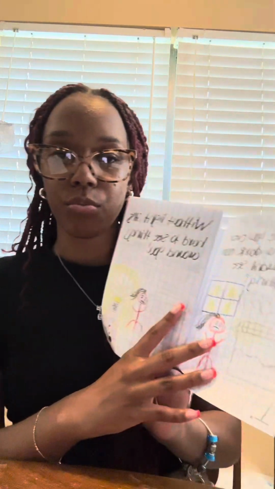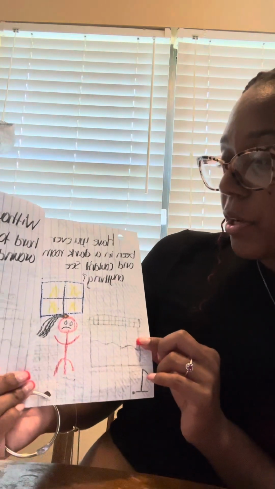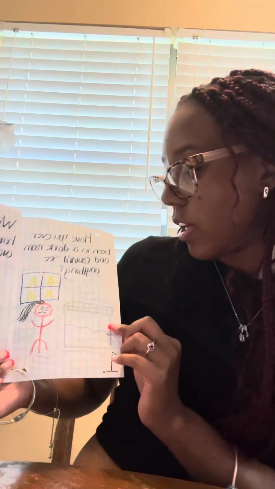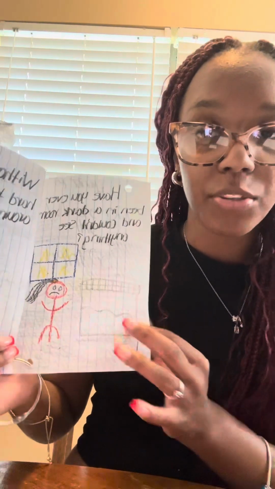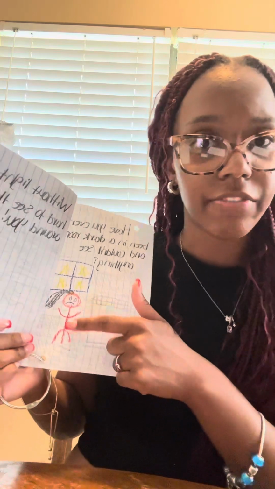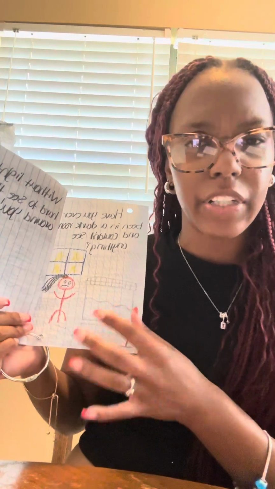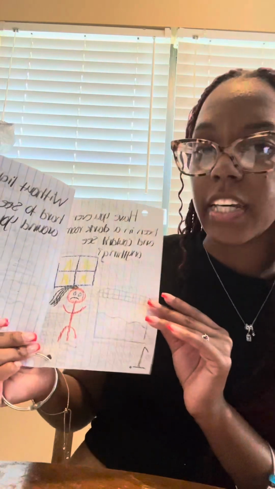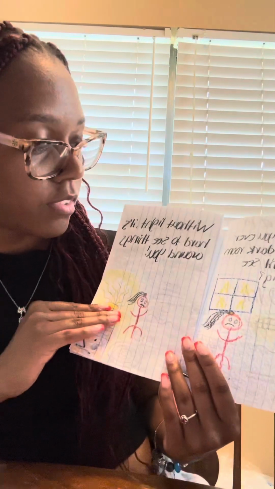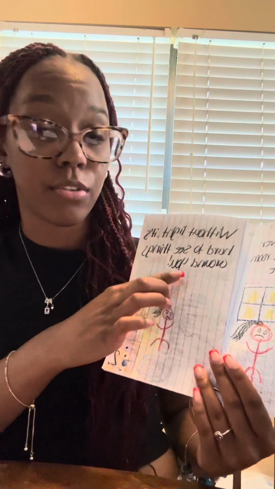Okay, page 1. Have you ever been in a dark room and couldn't see anything? So in our first page, we're in a dark room and Sarah is standing here and she has a frown. She has a frown on her face because the room is very dark and she can't see anything. Page 2. Without light, it is hard to see things around you.